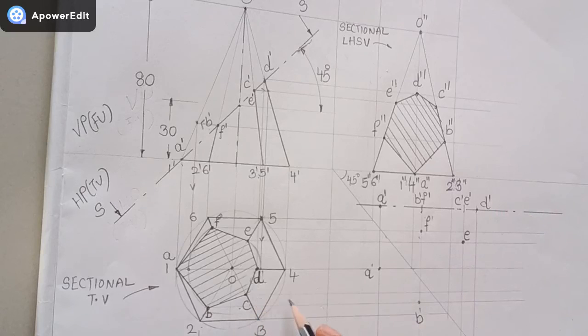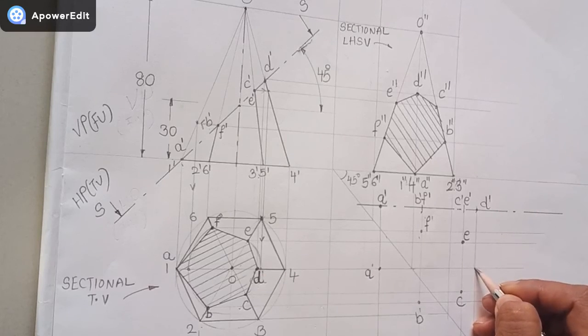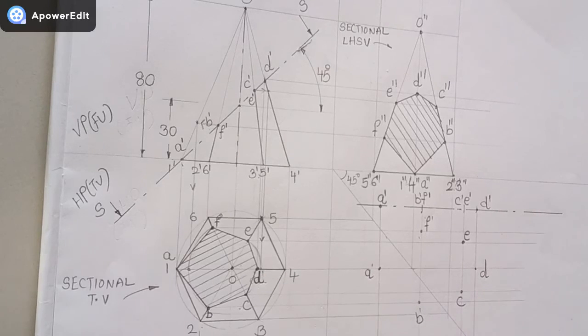Then I have to mark the C point. The C point is coming over here and coming down. I have marked point C. Now the last point is D. Here the last point is D. So here I am getting the point D.